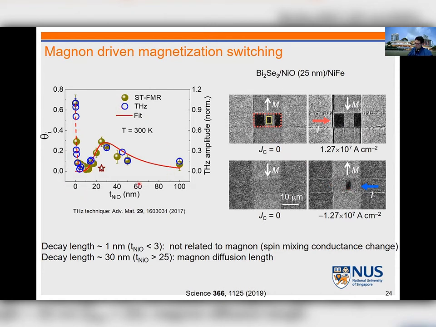So once we look at the thickness trend, initially we have a sudden quenching of this effective spin Hall angle, which is not related to magnon. I think this is related to spin mixing conductance. But once we look at the thickness trend above 25 nanometer, by fitting those data, we can find out the magnon decay length is about 30 nanometer.